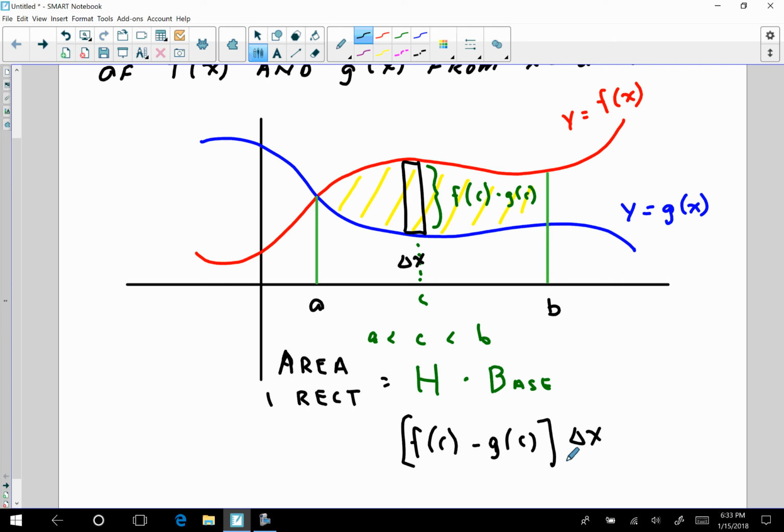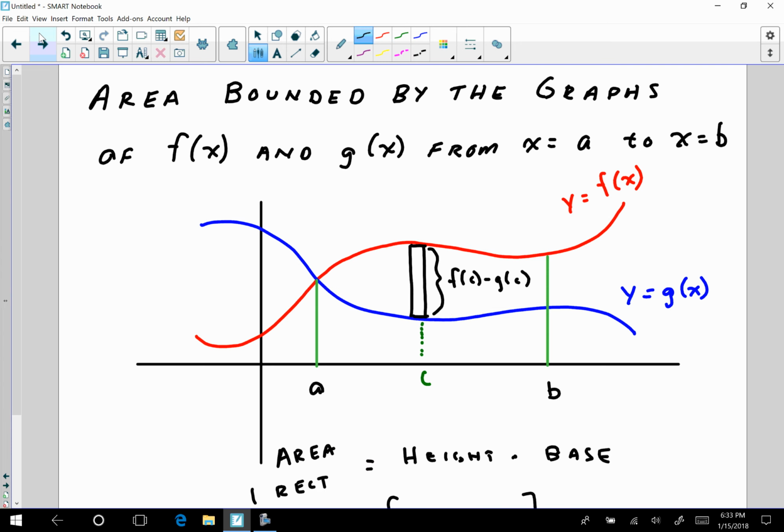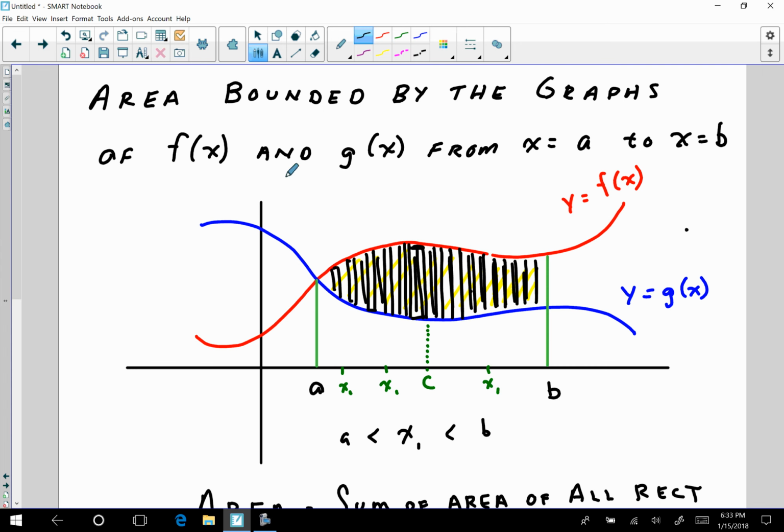So if I want to find the total area, same thing I did before, I'm going to look at the area of multiple rectangles. And here's the graph of a bunch of rectangles. Oh my goodness gracious, I have all of these rectangles. And I have my arbitrary x value between a and b, but since my rectangle could be anywhere, I'm going to let x sub 1 be my x value between a and b.